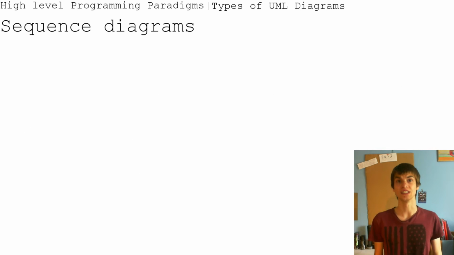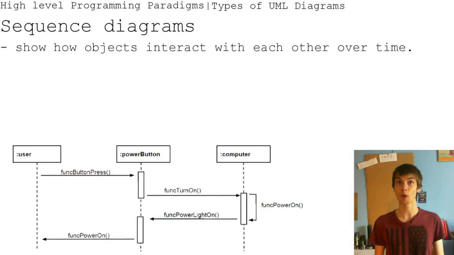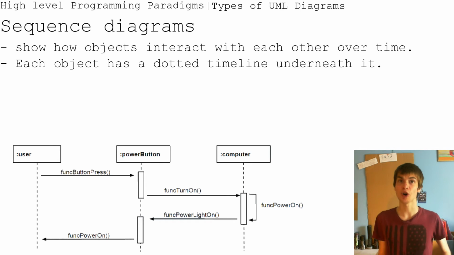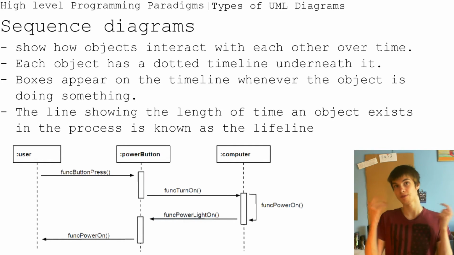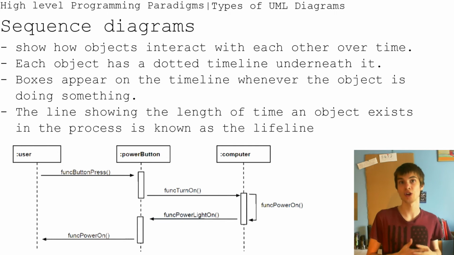Right then, the next thing is the sequence diagrams. It shows how objects interact with each other over time. Each object has a dotted timeline underneath it. Boxes appear on the timeline whenever the object is doing something. The lines, as I've mentioned a bit before, show the length of time an object exists within the process. Existing in the process is known as the lifeline. So those dotted lines are known as lifelines.